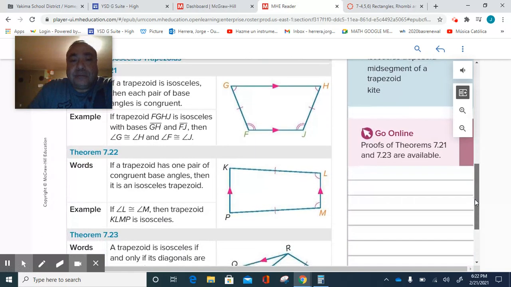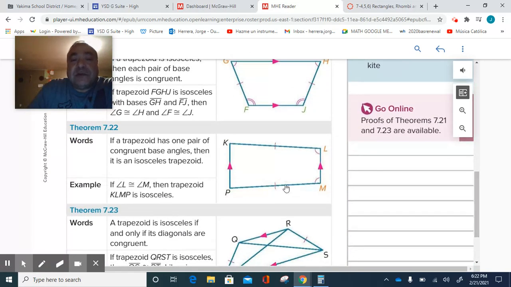Now, if the trapezoid has one pair of congruent base angles, and so the bases are the same, then we will say that this will also be it, even if these two are the same. Can you see that right there? Then these two angles will be the same. These two angles will be the same as well.